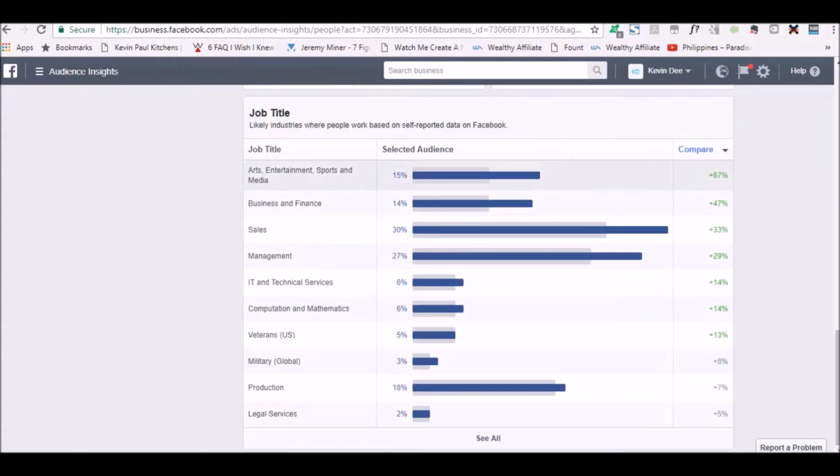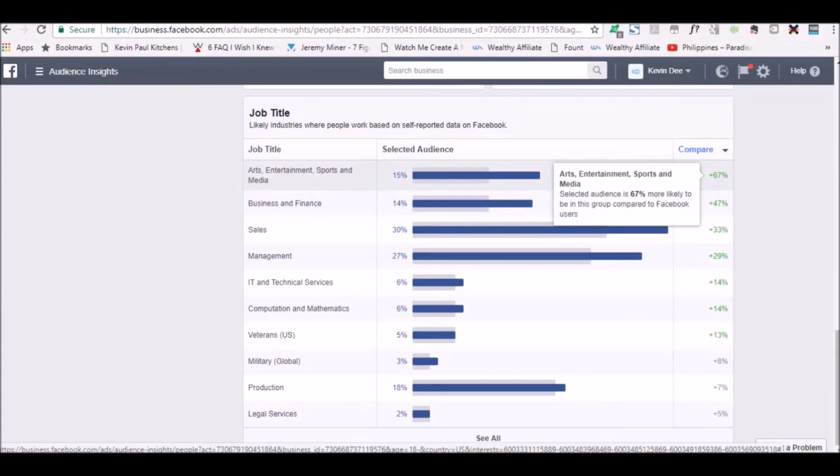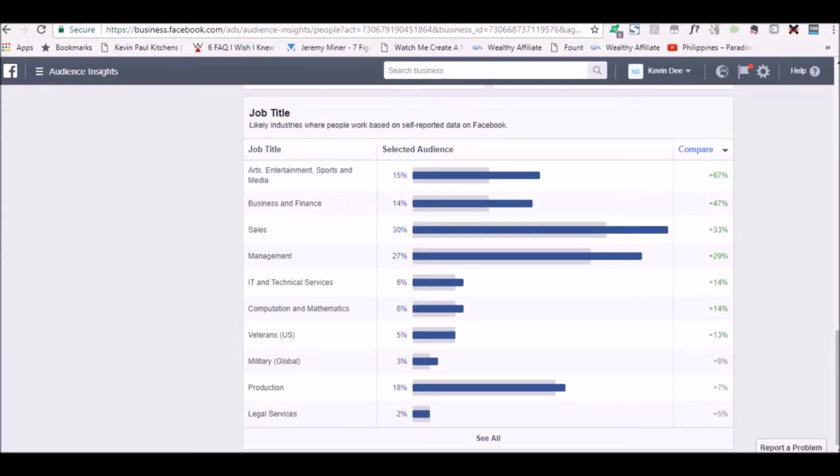So down here, job title, you can see that selected audience is 67% more likely to be in this group compared to Facebook users. So art, entertainment, sports and media. Okay, so business and finance, 47% more likely. Again, guys, we're not going off these figures here because all that is how much of this audience is made up of this section. We need to forget that, and we need to go with how likely they are compared to your average Facebook user to be in this audience, and that tells you all you need to know in terms of lifestyle choices and in terms of career choices, sorry.